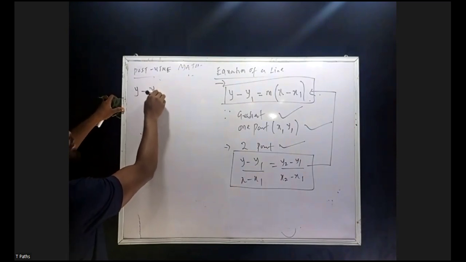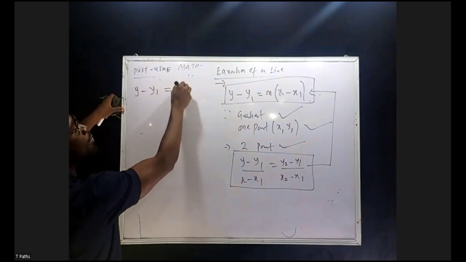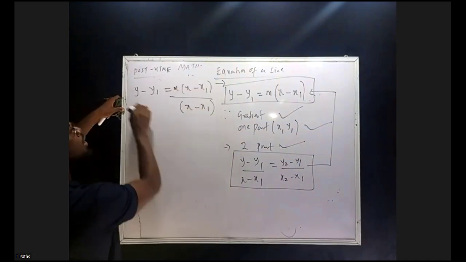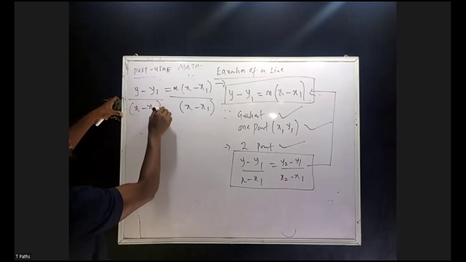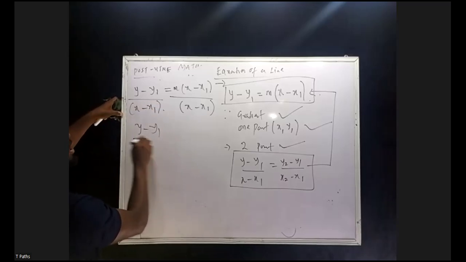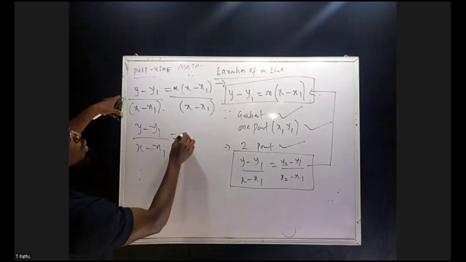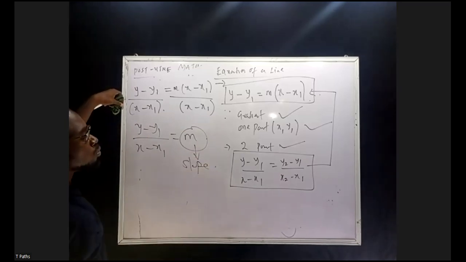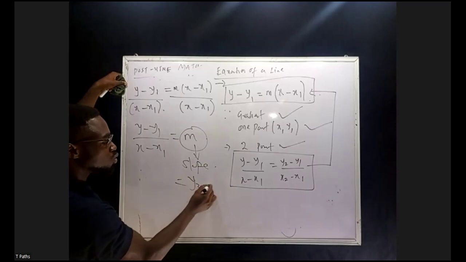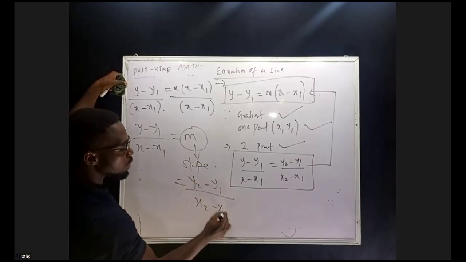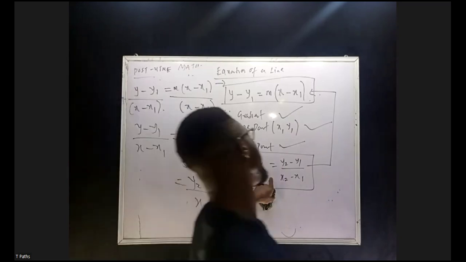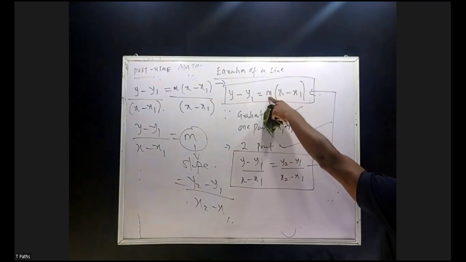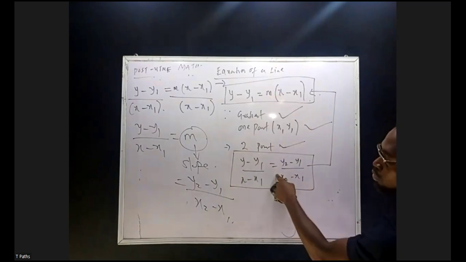y minus y1 equals m into bracket x minus x1. If I divide here by x minus x1, and divide here by x minus x1, what do I have? y minus y1 divided by x minus x1 equals m. But what is this m, class? m is the slope. What is the slope? y2 minus y1 over x2 minus x1. So that's why I have it here. So when I give you 1 point and gradient, use this. When I give you 2 points, use this.